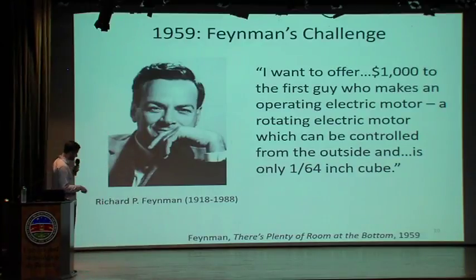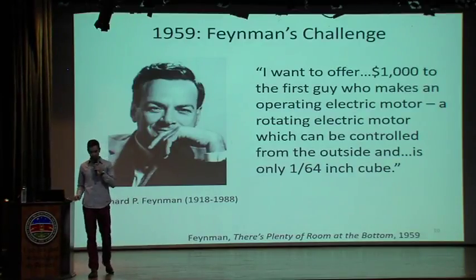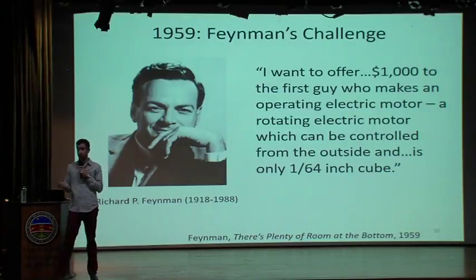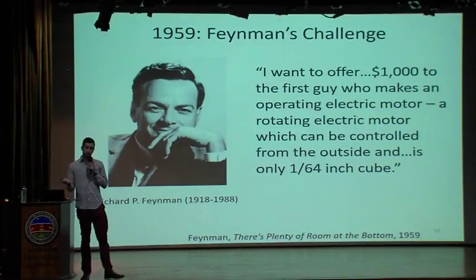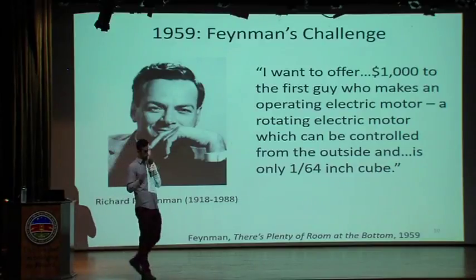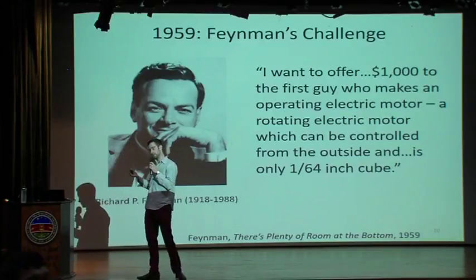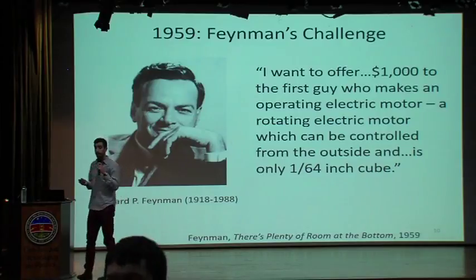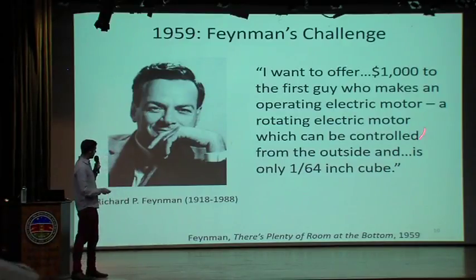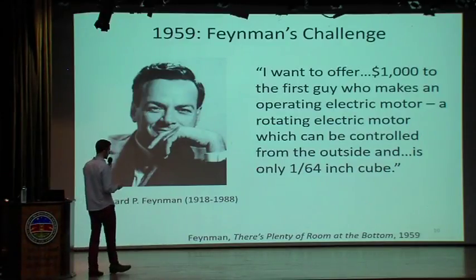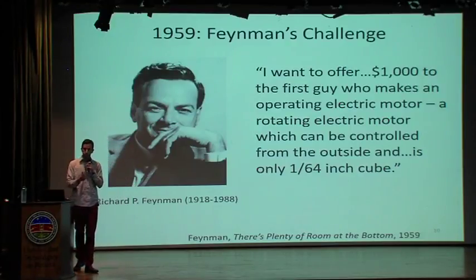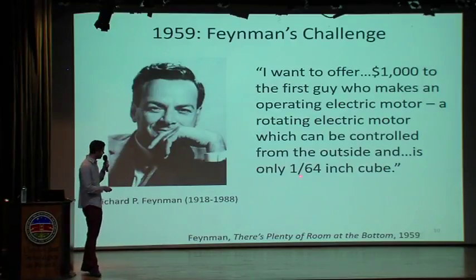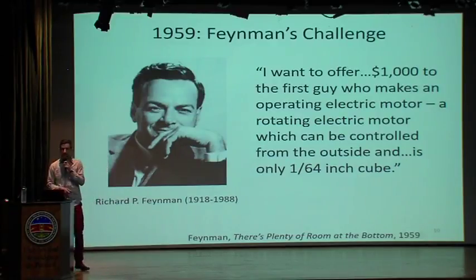But so Richard Feynman, of course, was a very famous physicist, and he gave a very famous lecture in 1959 called "There's Plenty of Room at the Bottom." This talk has been considered as the foundation of the field of nanotechnology. Okay? And toward the end of his talk, he proposed making a tiny electric motor, a tiny machine that could do some kind of useful task that is smaller than 1/64th of an inch on one side.